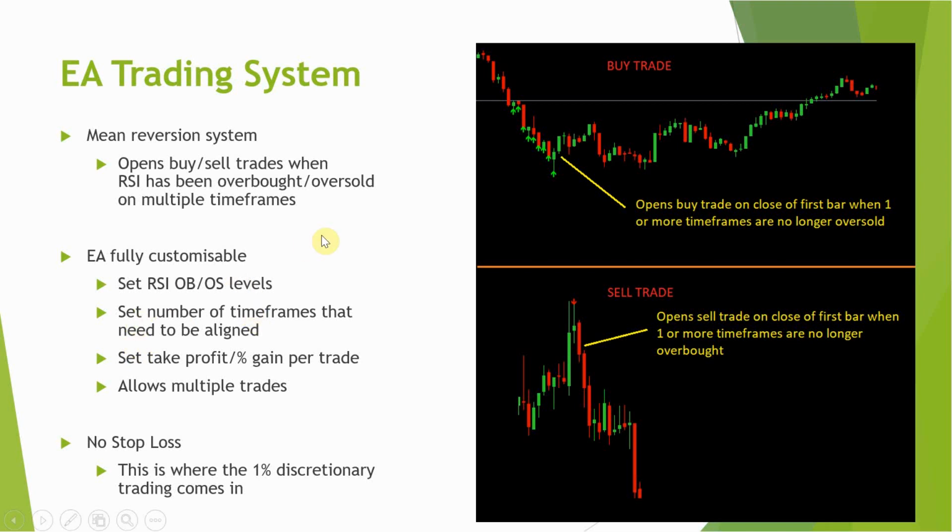You can also set the number of time frames that are aligned. You could do the 5, 15, 30, 1 hour if you really wanted to. The more time frames you include, probably the more reliable the signals are, but the fewer signals you'll get in terms of the number of trades. So I've selected the 5 minute and the 15 minute. You can also set your profit target and percentage gain; I'll go on to that in the next slide to give you an example of what that means. And you can have multiple trades open at the same time on the same currency pair, which I'll go into shortly as well.